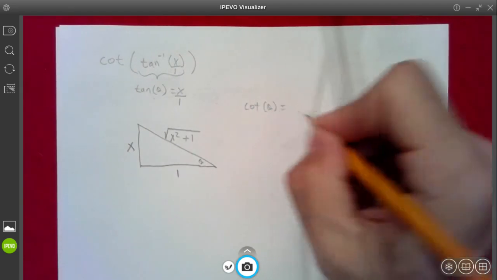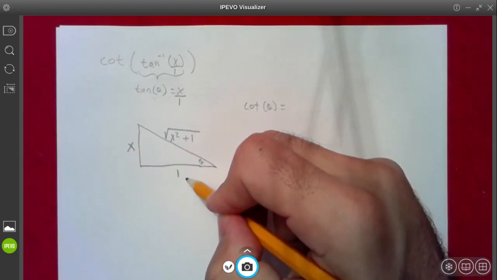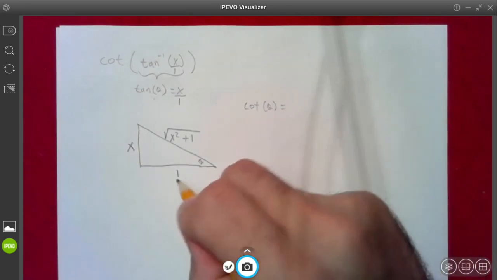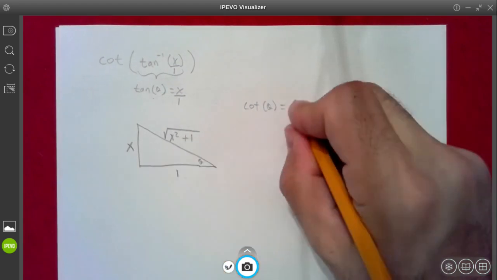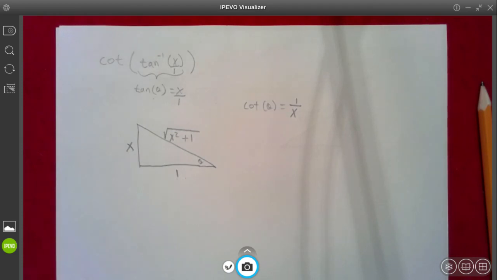Cotangent of this angle, remember tangent is opposite over adjacent. So cotangent is the reciprocal. It would be adjacent over the opposite: 1 over x. And that would be it. Bam, that'd be our answer.